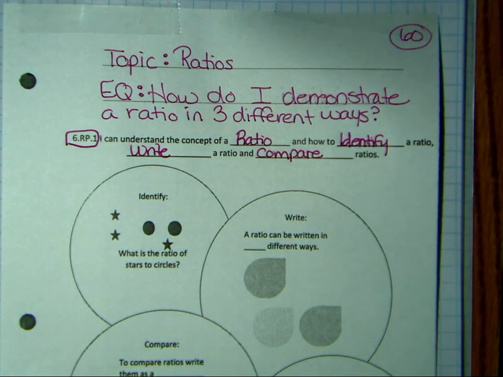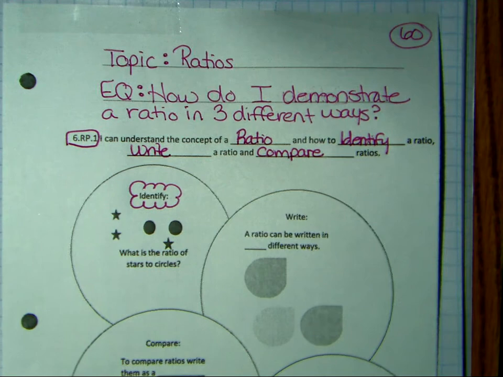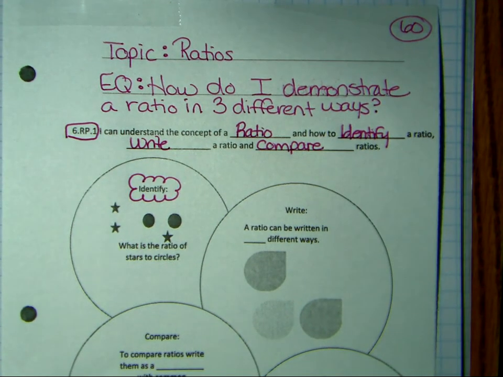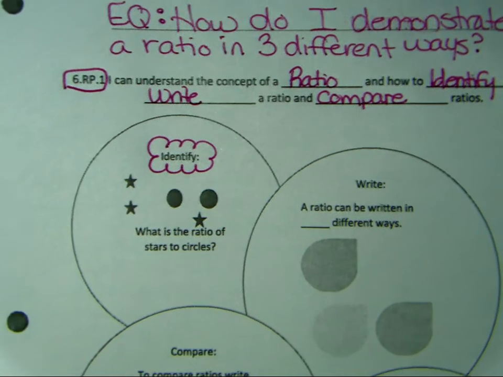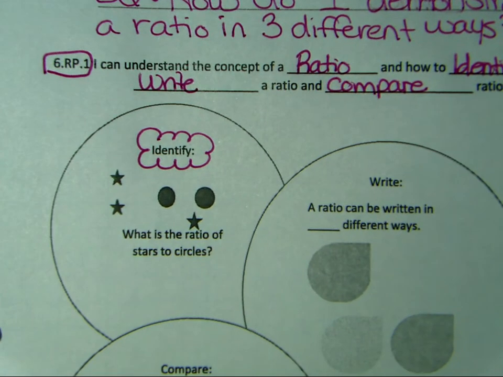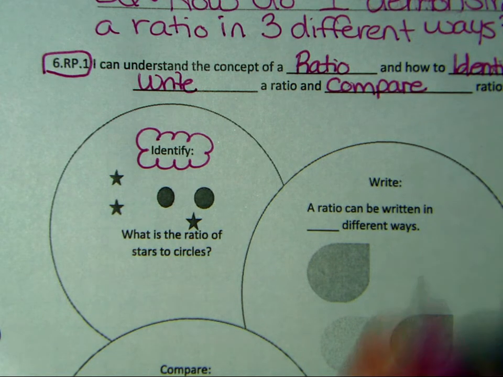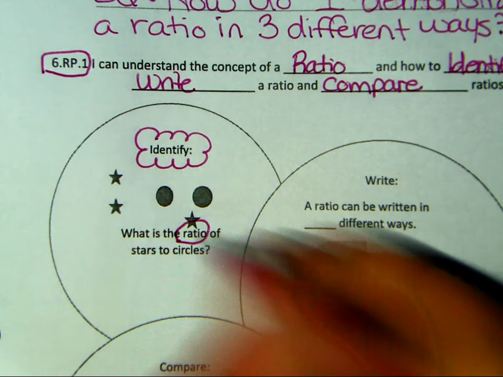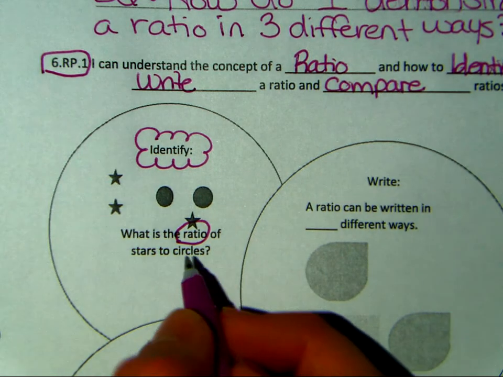So the first thing we're going to do is identify a ratio. I'm going to make this slightly bigger for us to see what we're doing here. And you'll notice in this circle that I have 2 shapes. I have stars and I have circles. We're going to look at the relationship between the stars and the circles. And the question is, what is the ratio? I'm going to circle the word ratio because that is a big idea, a concept that we need to know.